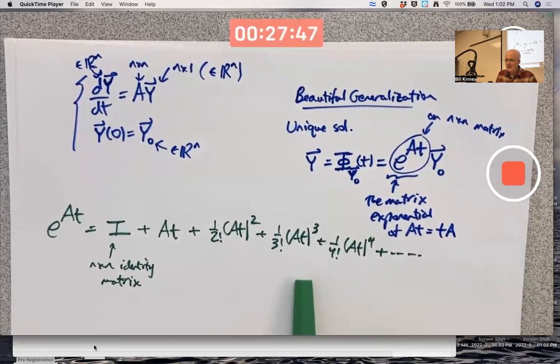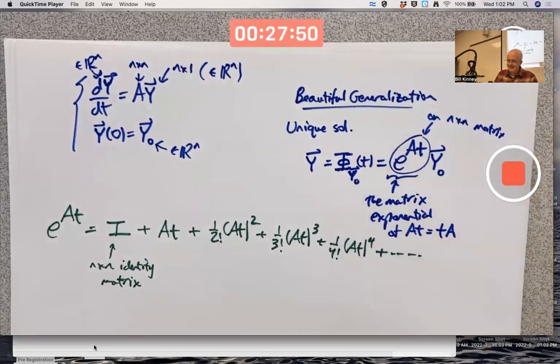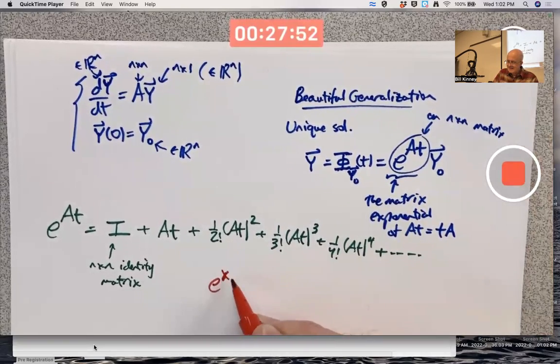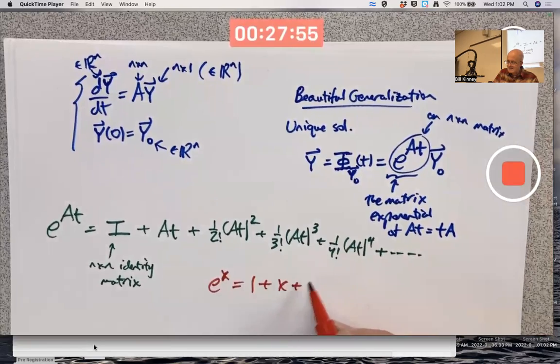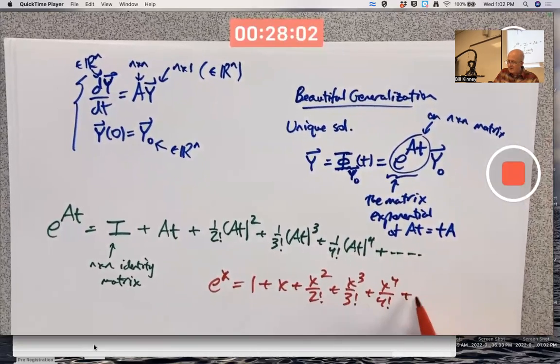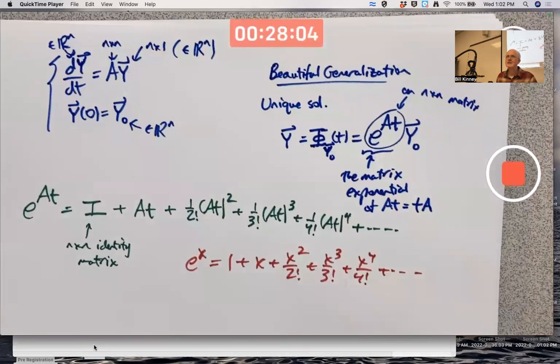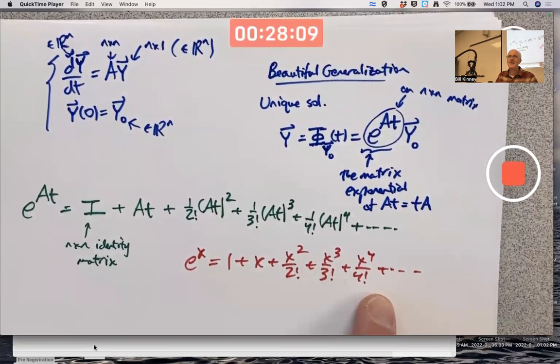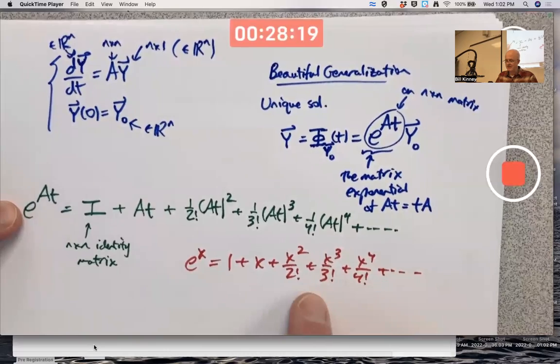In Calc 2, you should have learned that e to the x is 1 plus x plus x squared over 2 factorial plus x cubed over 3 factorial plus x to the 4th over 4 factorial, forever. You learned about power series and Taylor series. That should be something you might have a couple brain cells remembering when you see it again. It's a super important equation, and all this is a generalization of it, except x is the matrix A times t.